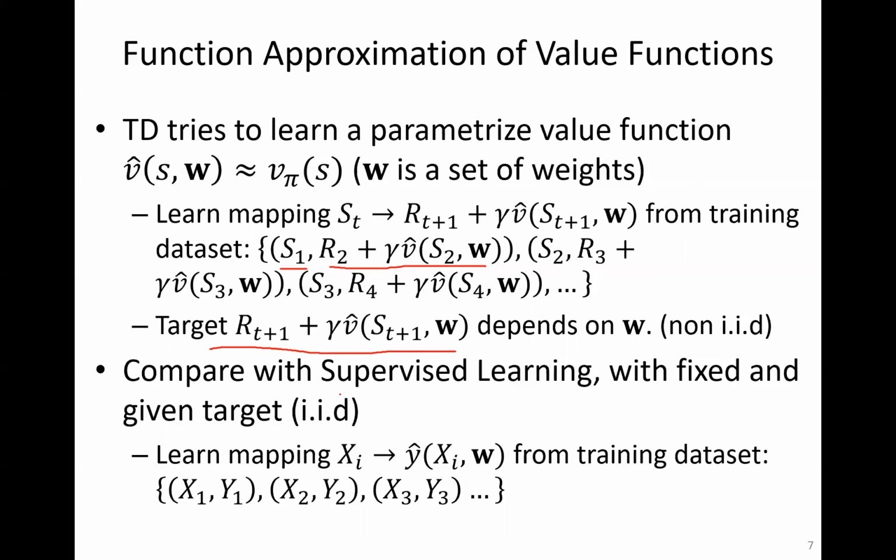Compare this to supervised learning, say you're mapping from pictures to labels, and you have a fixed training data set. X may be an image, Y may be a label of a cat or dog. And these are not affected by your weights. They're static. Whereas for TD, your target is changing as you update W. So it's really a moving target.